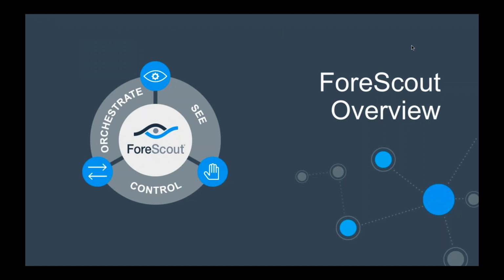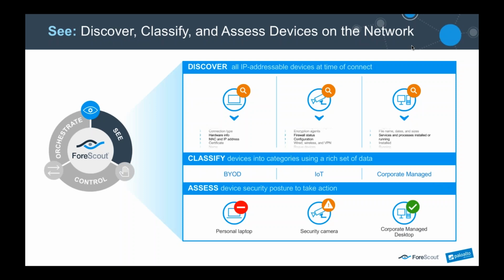So at ForeScout, we have three areas that we operate in, shown on the left-hand side of the slide here. That's see, control, and orchestrate. And I'm just going to go through each of those very briefly now. See is all about providing visibility of every IP addressable device that exists on a corporate network, and doing that without having to have any agent software installed. We discover those devices, we classify them, we assess them to be able to apply the correct level of access required.